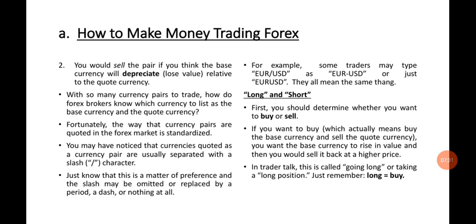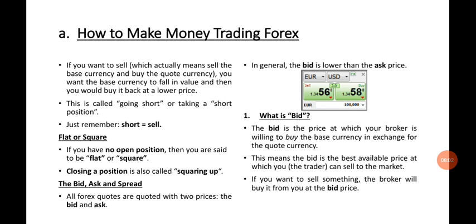So the next step is long and short. First, you should determine whether you want to buy or sell. If you want to buy, which actually means buy the base currency and sell the quote currency, you want the base currency to rise in value, and then you will sell it back at a higher price. In trader talk, this is called going long or taking a long position. Just remember, long equals buy. If you want to sell, which actually means sell the base currency and buy the quote currency, you want the base currency to fall in value, and then you would buy it back at a lower price. This is called going short or taking a short position. Just remember, short equals sell.